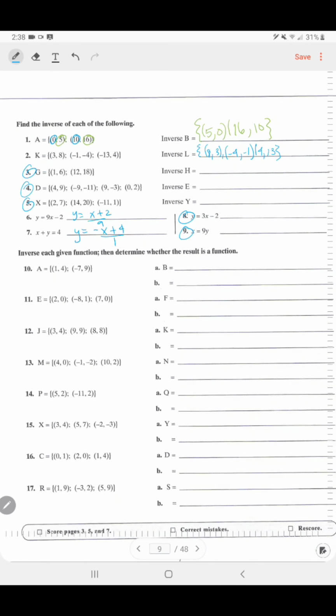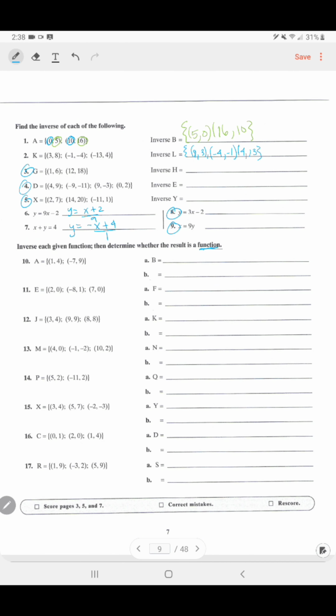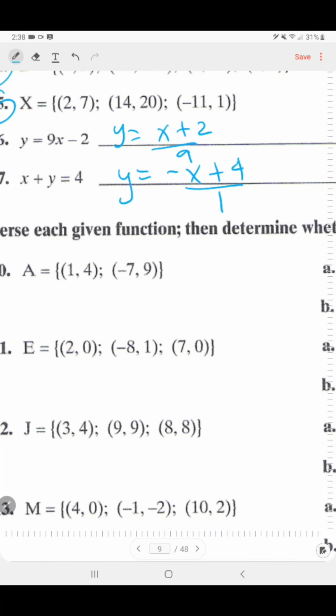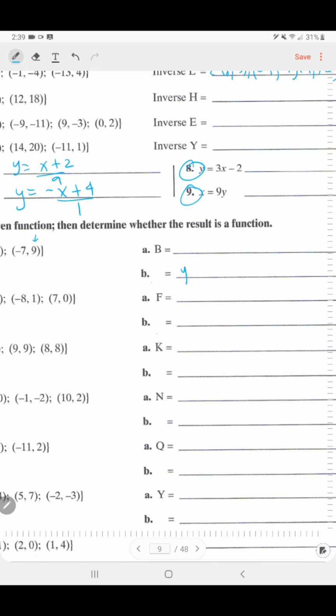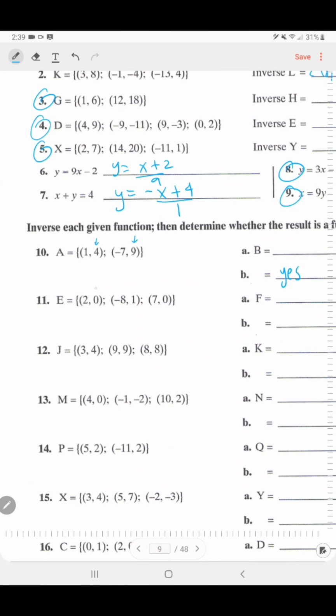Okay, so here they want you to do the inverse, like flipping these, and they want you to put whether or not the result is going to be a function. So again, a quick way to do this is look at the y's. If the y's are repeating, then it's not going to be a function. In this case, this one is not repeating, so yes, this is going to be a function. Are the y's repeating here? Yes, so that means no function.